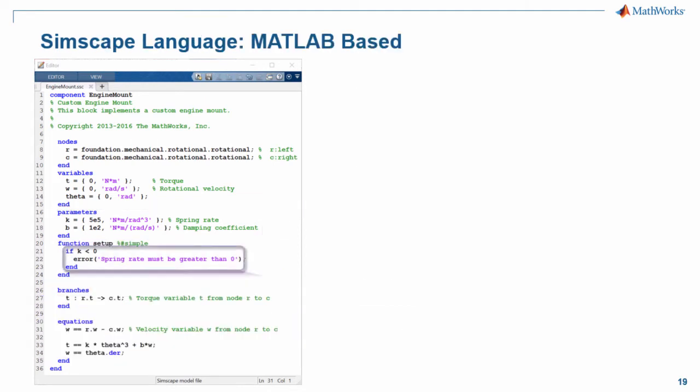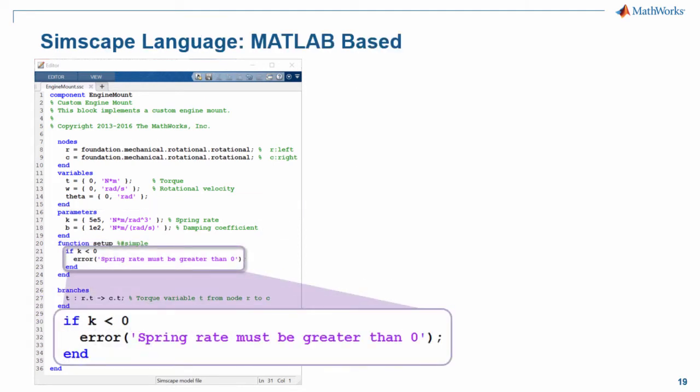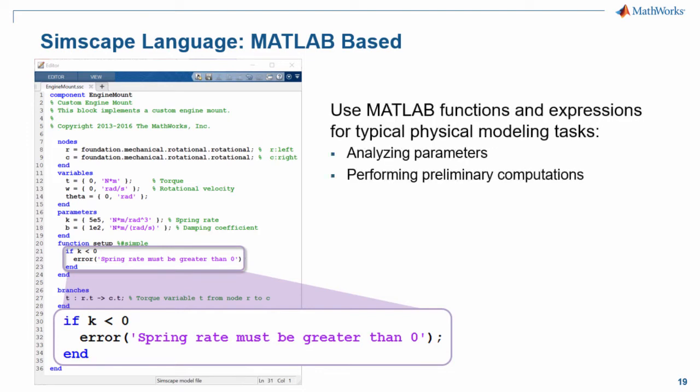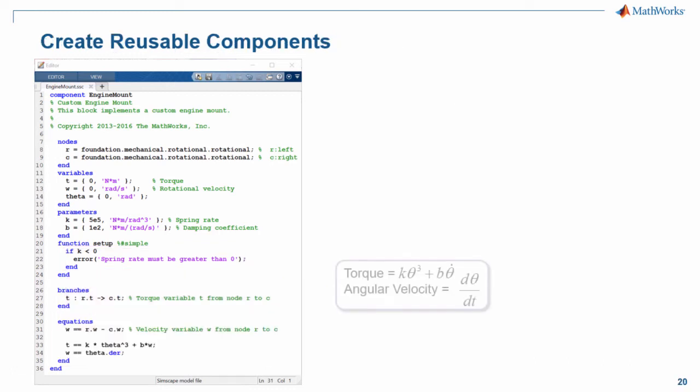In the next section, we leverage MATLAB. Here we use MATLAB code to verify that a parameter value is legitimate. In this section, you can use MATLAB functions and expressions to do typical tasks, such as analyzing parameters and performing preliminary computations. In the next section, we define how the component behaves.